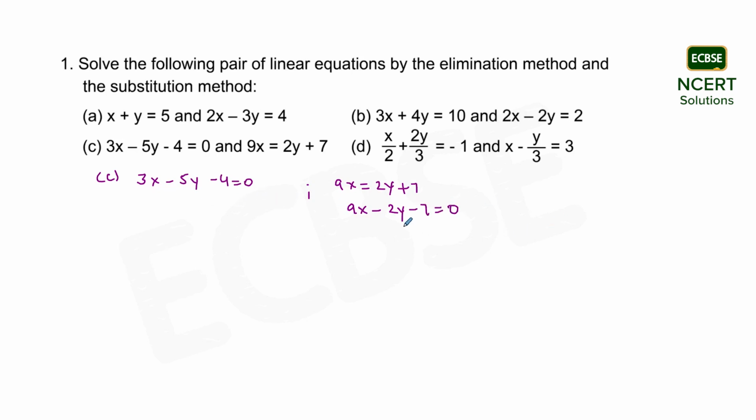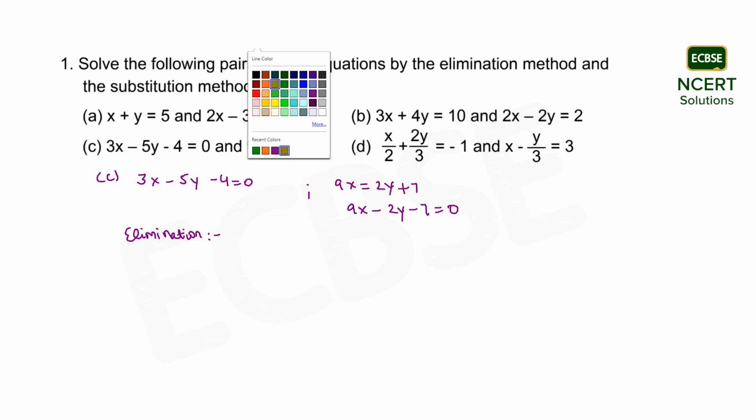These are the two equations being provided in the C part. Starting with the elimination method, as we know in the elimination method, we ensure that the numerical coefficient of the variable is the same in both the equations. But the coefficient of x in the first equation is 3, while in the second equation it is 9. So in order to make the value the same for the variable x in both the equations, we need to multiply both the sides of the first equation by 3, so that the coefficient of x in the first equation also becomes 9.